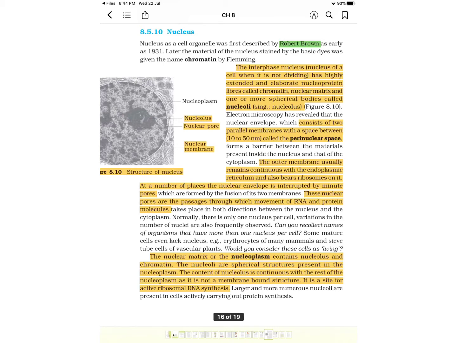Almost every cell contains a nucleus, but some exceptional examples are also there, like in RBCs, where the nucleus is absent. Even sieve tubes, particularly in plant tissue, lack a nucleus.